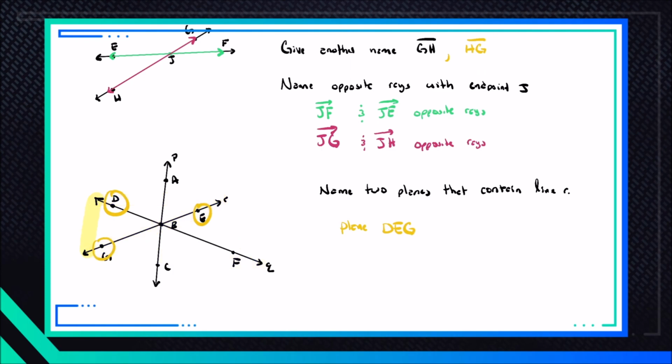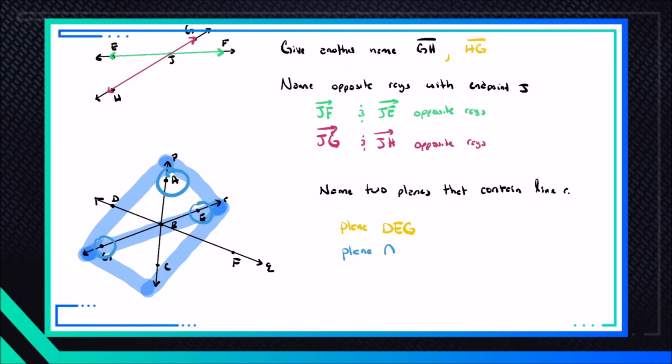All right, so let's get rid of all this yellow highlighting and identify a second plane that contains line R. We'll use the color blue here. We still have to go through this line R, but instead of using line Q like we did last time, let's go up to line P. And so here is going to be our rectangular shape. And now we just need to identify three points on there, A, E, and G. So we'll say plane AEG. So line R is in both plane DEG and plane AEG.